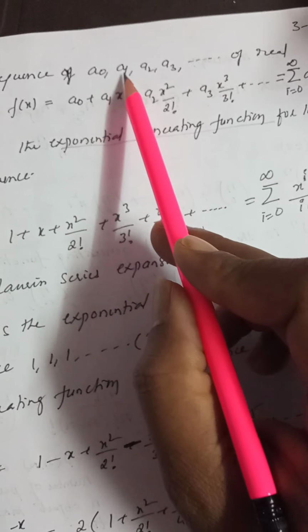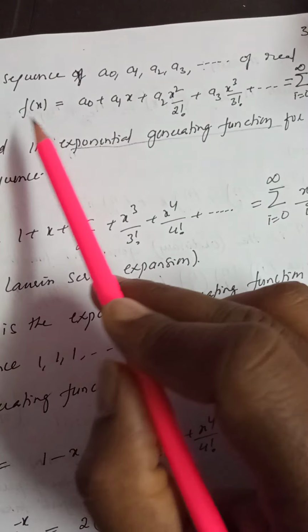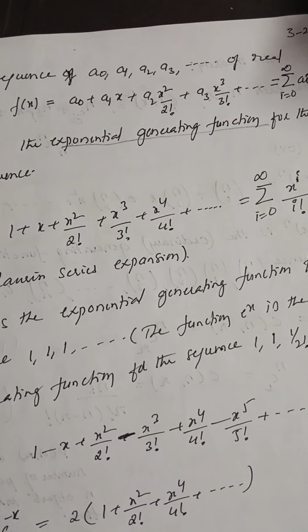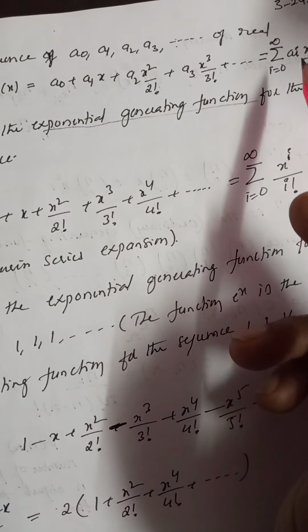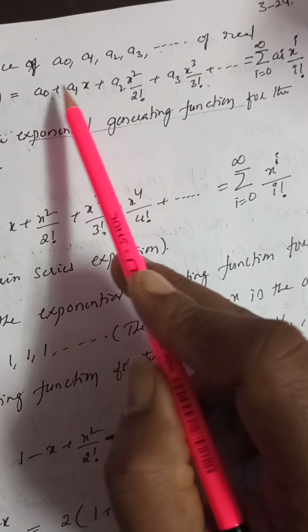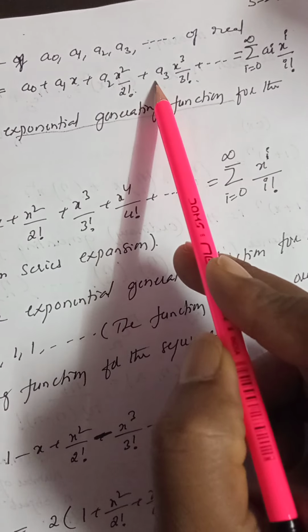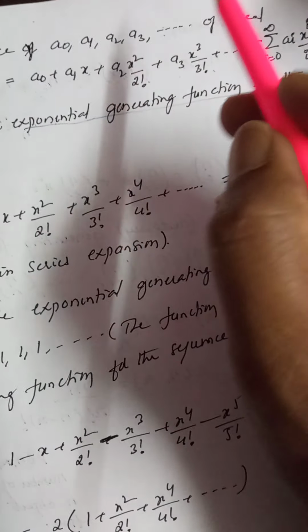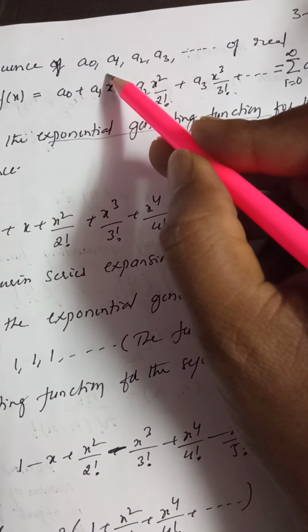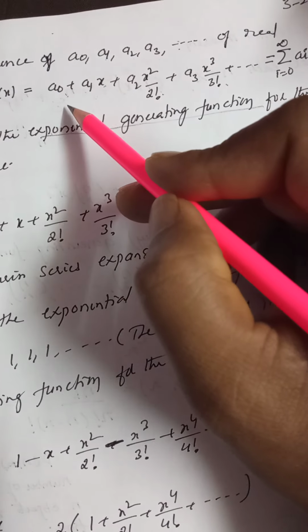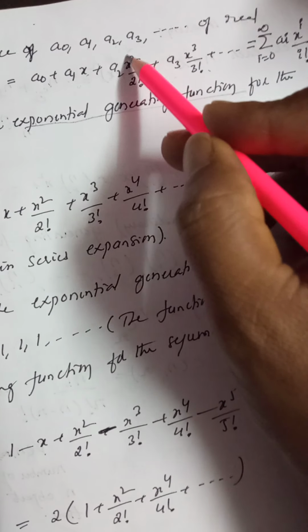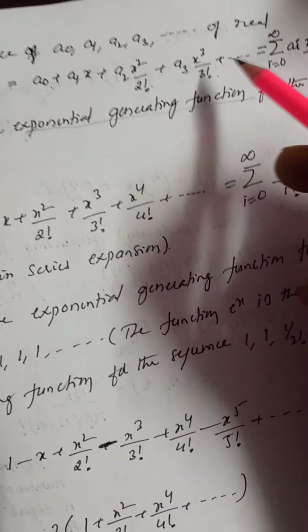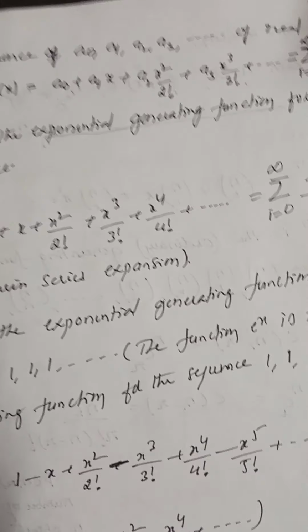Here remember a0, a1, a2, a3 and so on are real numbers. These are the sequence terms of the exponential generating function of this one, right? a0 plus a1x plus a2x square by 2 factorial, a3x cube by 3 factorial plus so on. That means we have to write the coefficient of x power 1 by 1 factorial, x power 0 by 0 factorial, x square by 2 factorial coefficient, x cube by 3 factorial coefficient, x to the power of 4 by 4 factorial coefficient we have to write, right?